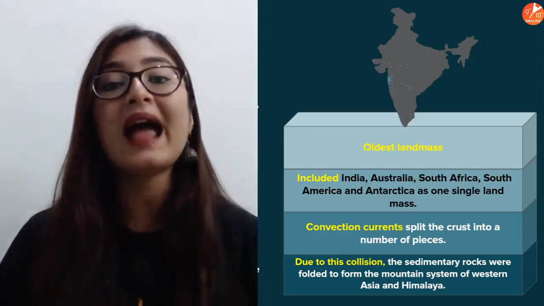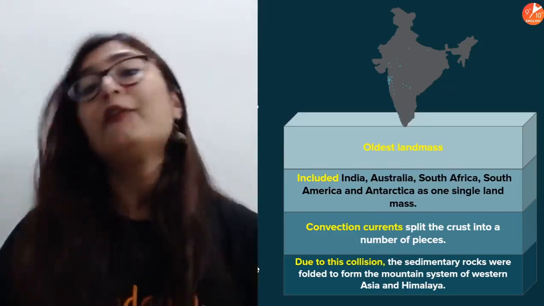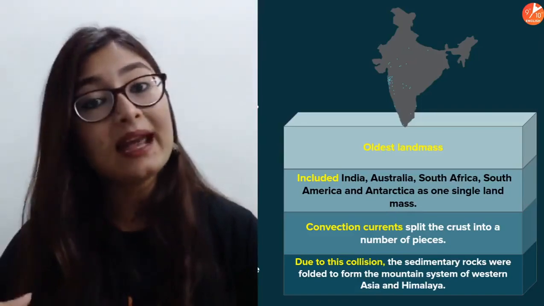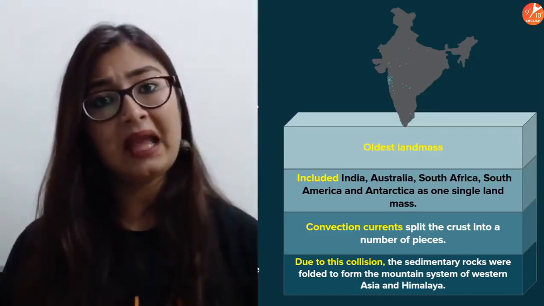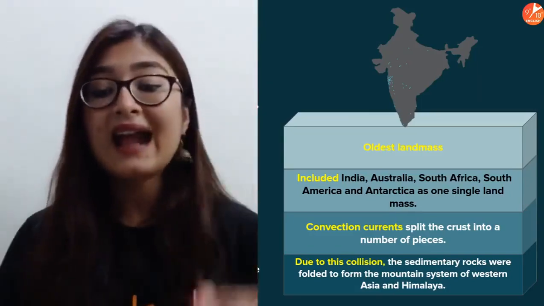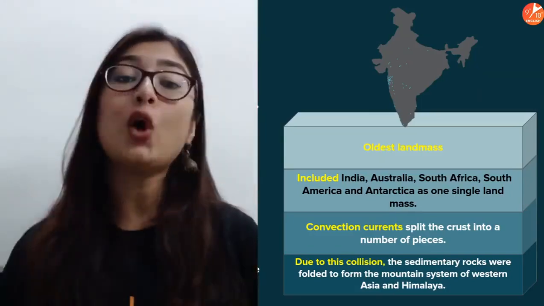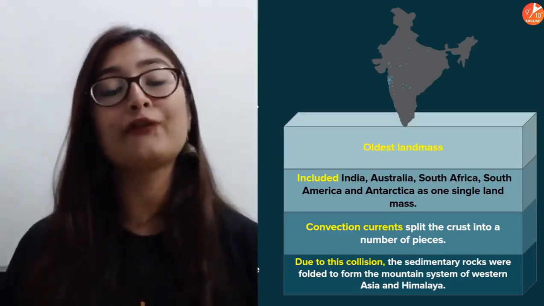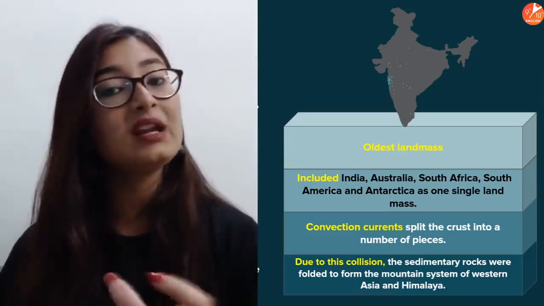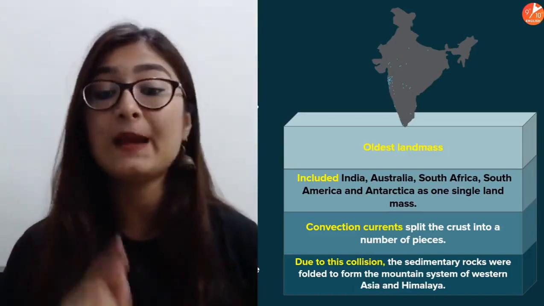The Gondwana land further got split. First, Pangaea got split into Angara land or Laurasia and Gondwana land, and then again the same thing happened, and it further split because of this pressure, and that separated India, and that also resulted in the formation of the western stretch of the mountains, the mountain range of Western Asia and Himalayas.